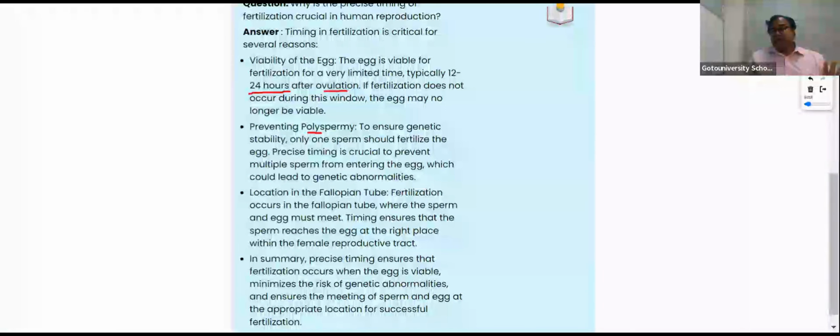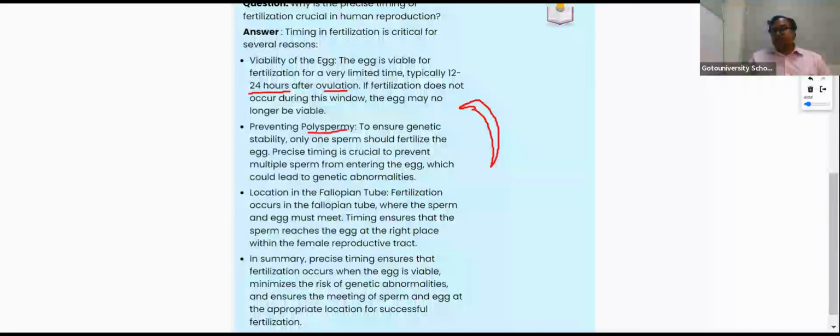Now, preventing polyspermy. Who is doing this work? The polyspermy is prevented because of the well-thickened zona pellucida, along with the corona radiata that we told in the last class. That is not allowing many more sperm to get entry into the egg, right?